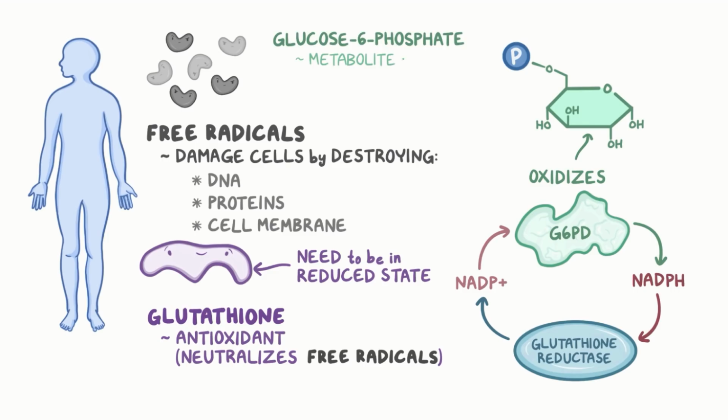Glucose-6-phosphate is a metabolite of glucose, so we usually have a ready supply of this molecule as long as we're not starving.